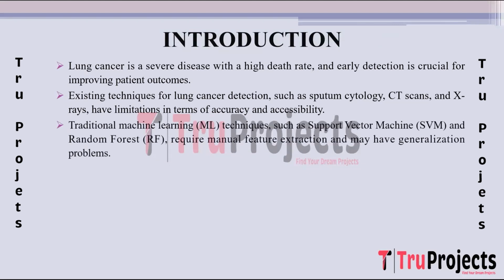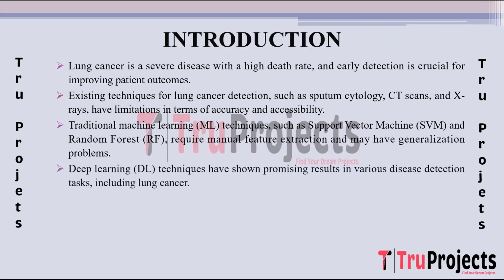Traditional machine learning approaches like support vector machine and random forest require manual feature extraction. These techniques struggle with complex data patterns and can have challenges generalizing to new unseen data. They heavily rely on predefined features, which do not capture the intricate details necessary for accurate lung cancer detection.